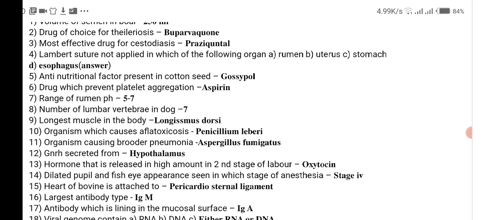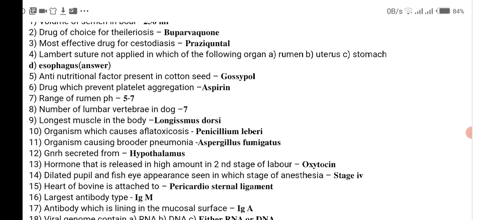Lambert suture is not applied in which of the following organs? It is not applied in the esophagus. Anti-nutritional factor present in cotton seed is gossypol. Which drug prevents platelet aggregation? Aspirin.